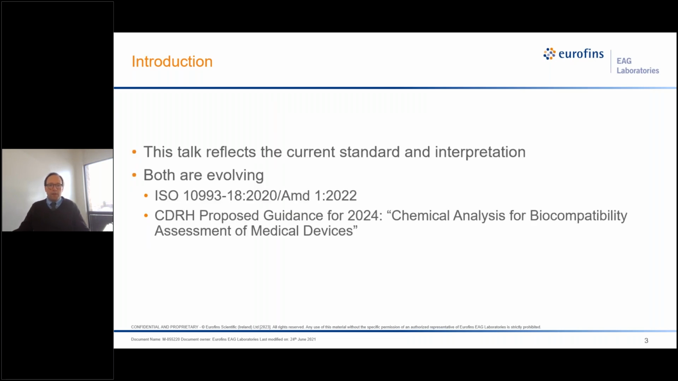Before I get into the details of it, though, I do want to say that this talk really reflects the current standard in interpretation, and both of those are evolving. So in 2020, the ISO 10993 Part 18 standard was re-released. In 2022, an amendment was released that had some pretty substantial comments on the calculation of the uncertainty factor. And then CDRH has proposed guidance in 2024 coming out that's guidance on the chemical analysis for biocompatibility assessment for medical devices. So you can see that, in several different ways, the attention being paid to interpretation is changing. So this all should be considered contemporary to the date at which I'm covering it, because interpretation is going to change.